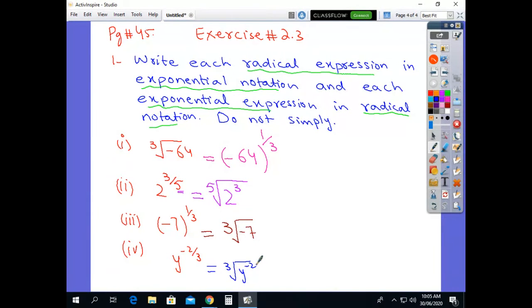If there is any question, please raise your hand. If someone didn't understand what is the radical expression and exponential expression, raise your hand. Amisha. Amin Shah, Hamid Shah.